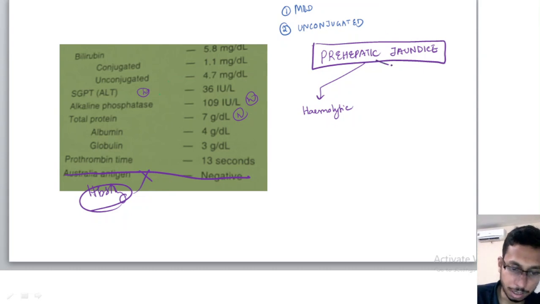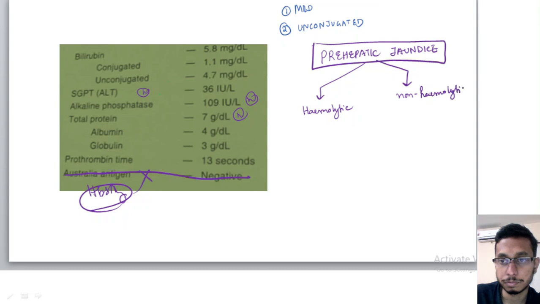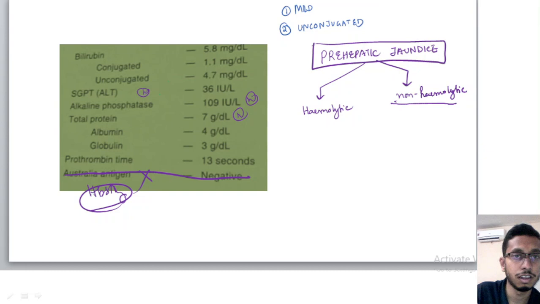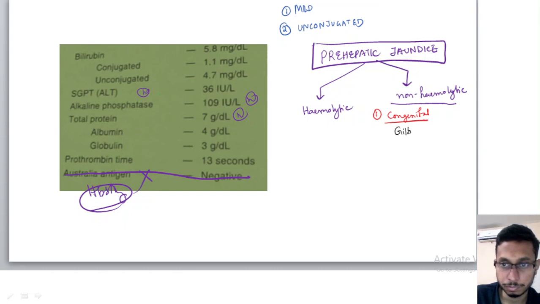Now, coming to the non-hemolytic causes, coming to the first, congenital ones. Congenital non-hemolytic causes, there are two: one is Gilbert syndrome, another is Crigler-Najjar 1 and Crigler-Najjar 2.